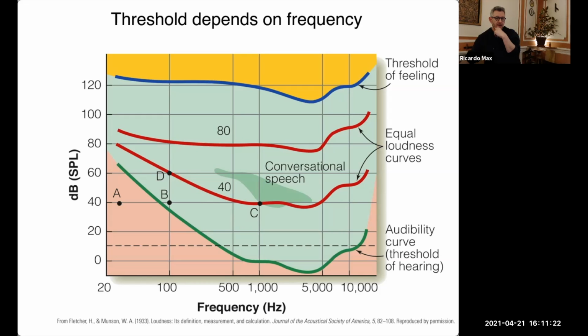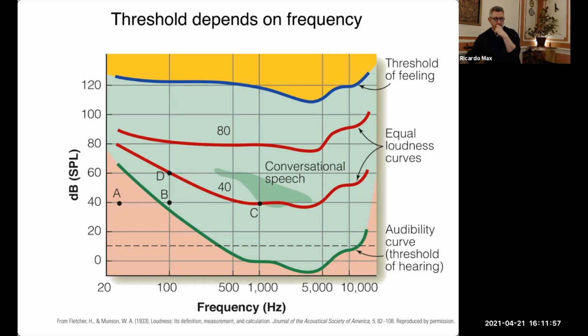This is the area of normal human conversational speech, which is between 40 and 60 decibels, between 400, something like that, and almost 5,000. So this is the area of normal people talking. This is the sound waves. And it makes sense that we have more sensitivity to those here in this area.